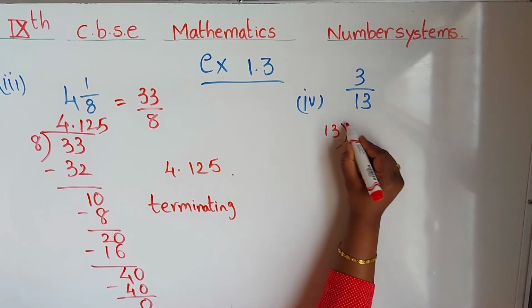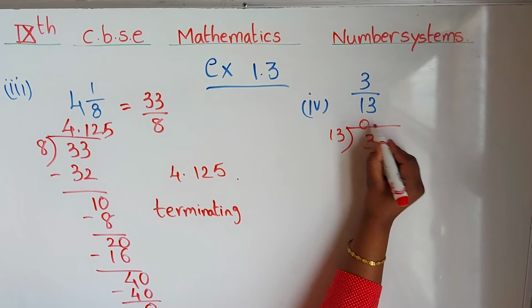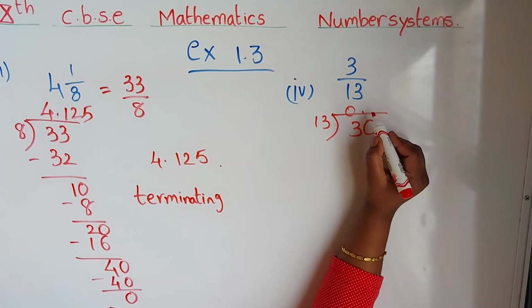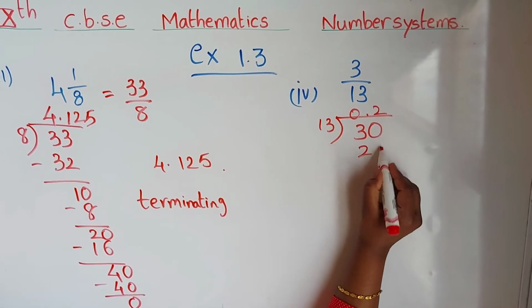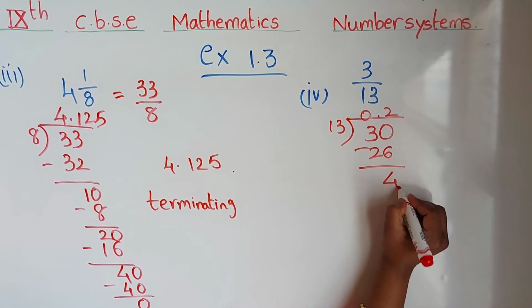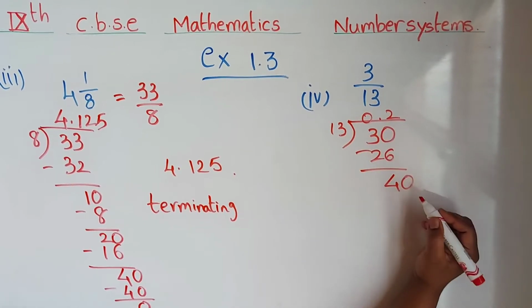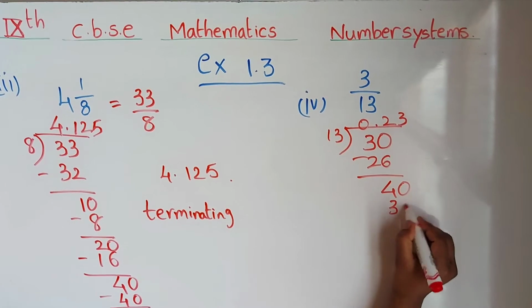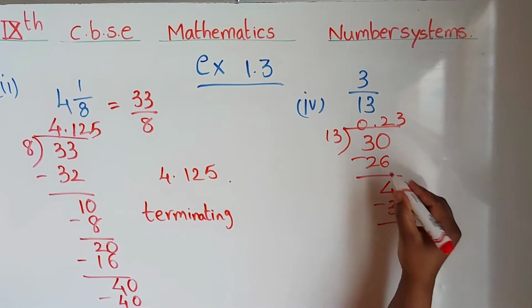Fourth question, children, 3 by 13. Let's start the division. 0 point. So I can write 0 here. 13 2s are 26, children. Minus, what is the remainder? 30 minus 26, it is 4. Point is there. So I am writing 0. 13 3s are 39. Now the remainder is 1.